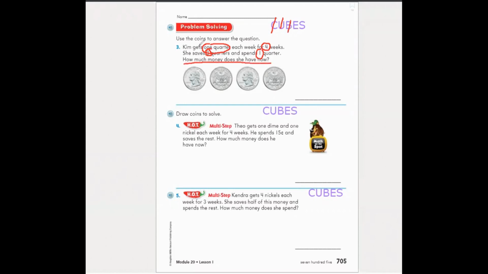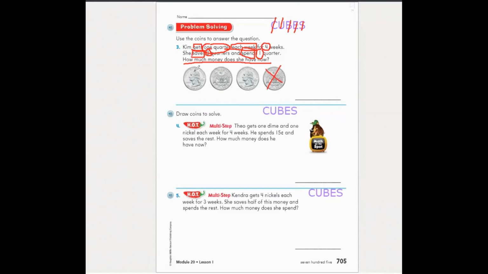Box the keywords. Gets 1/4 each week for 4 weeks. She saves 3 and she spent 1. Now my strategy and solution. So she has 4/4. She saved 3. She spent 1.